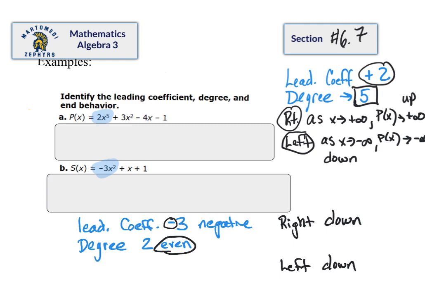So if we write that mathematically, as x goes to the right or to positive infinity, the function is going down, which means the y values are going to negative infinity. Now, as we go to the left, as x goes to negative infinity, the function is also going down to negative infinity.